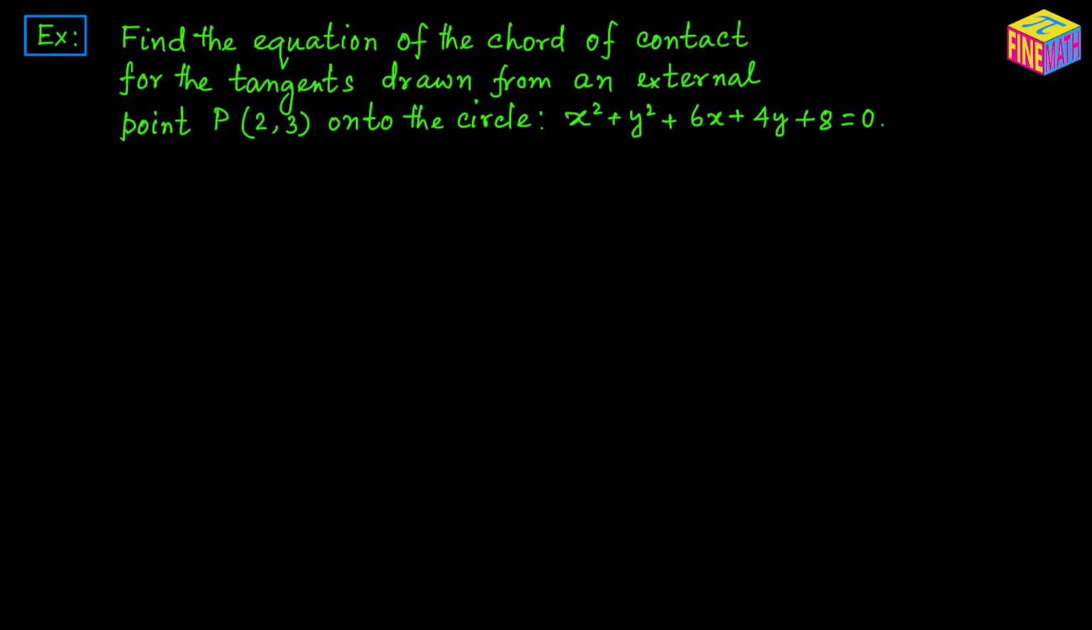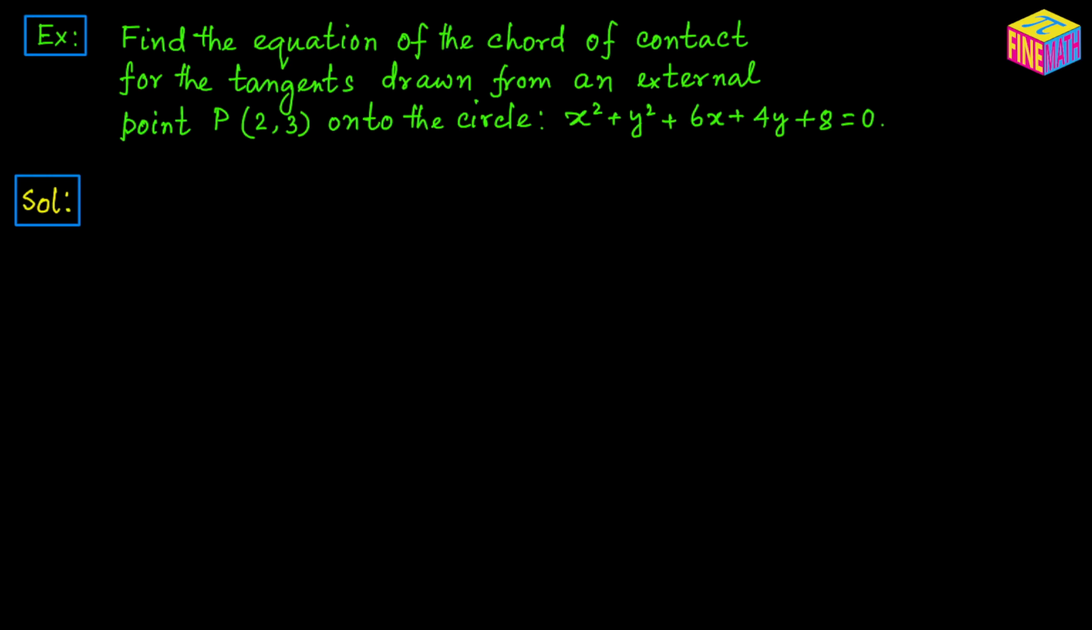Let's suppose we have an example like this that says find the equation of the chord of contact for the tangents drawn from an external point P whose coordinates are given as (2, 3) onto the circle whose equation is x squared plus y squared plus 6x plus 4y plus 8 equals 0. So let's get started with the solution.